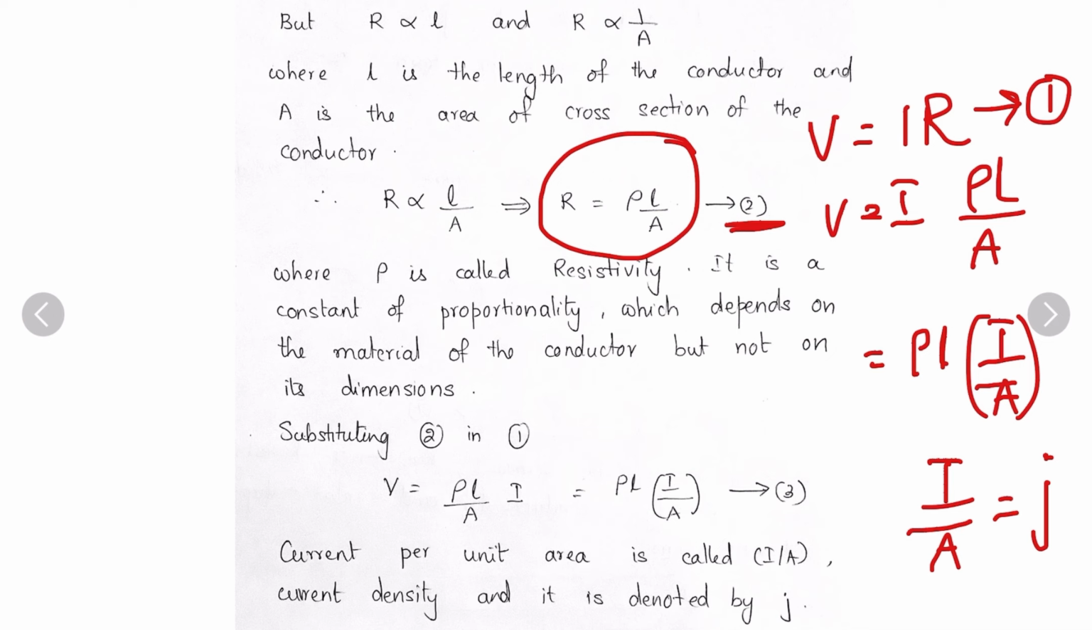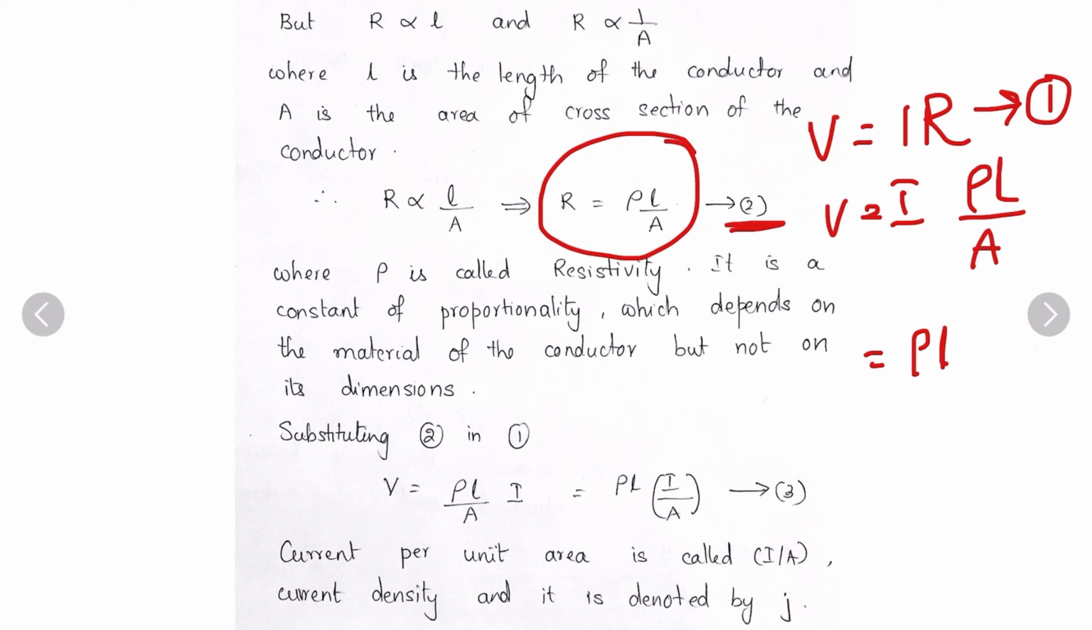Current per unit area. So we have taken equation 1, Ohm's law, and substituted the value of R, that is rho L by A, but I by A is a current density. So let us see, and then further we will proceed.